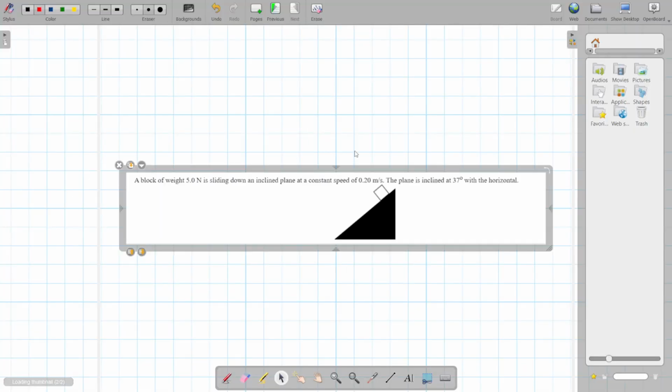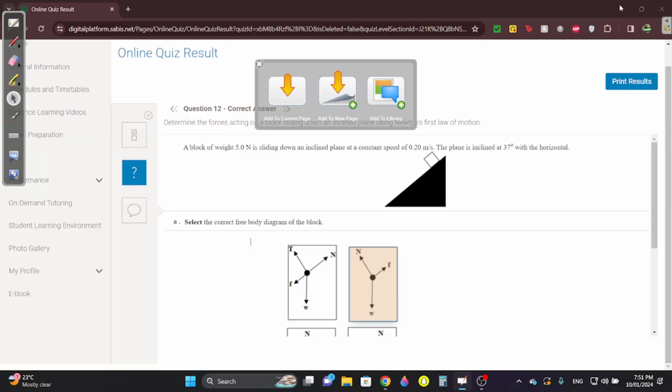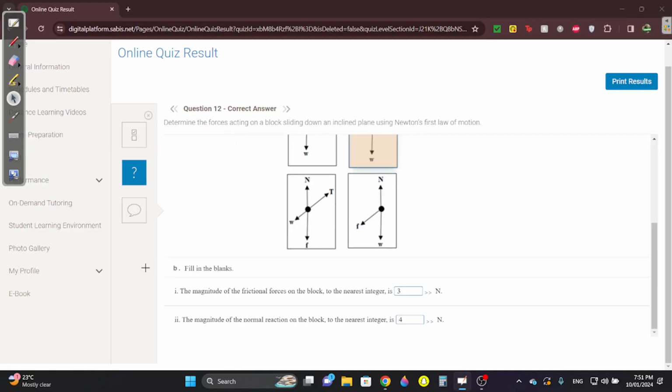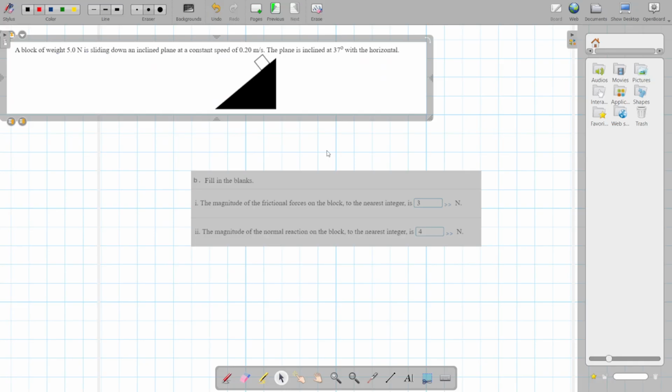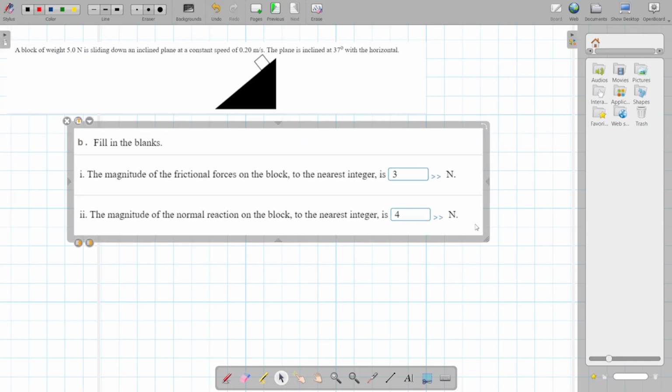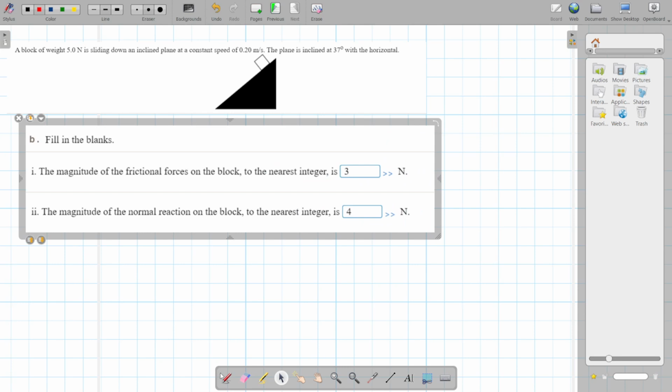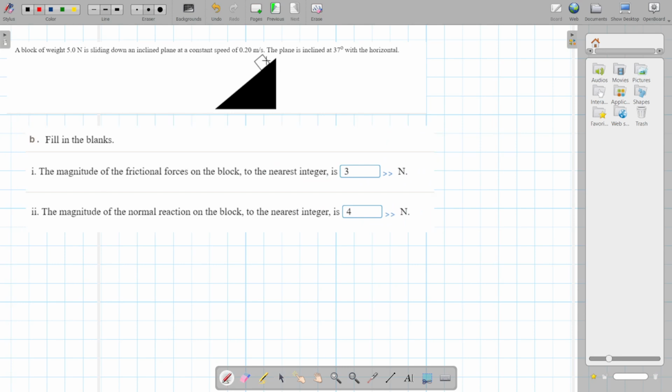Add to a new page. Hold on, let me get this. Well, they gave us the weight is 5 newtons. They gave us this angle is 37. And they gave us the speed.